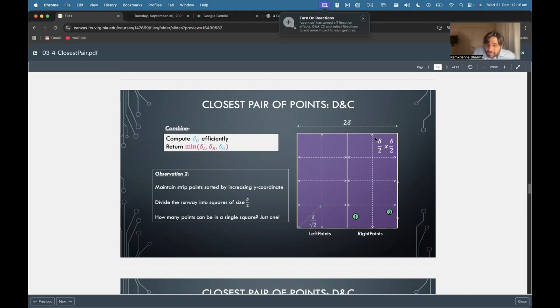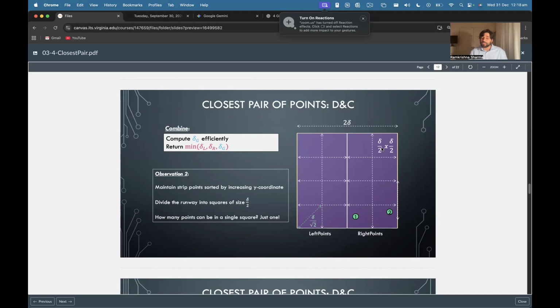So if it's possible to fit in 2 points here smaller than delta, then that actually goes against what we said before, that delta is the minimum distance of 2 points on either or both sides, right? You simply can't have it. And so that ends up being a problem. But basically what it proves is that you can't have 2 points in one of these boxes.